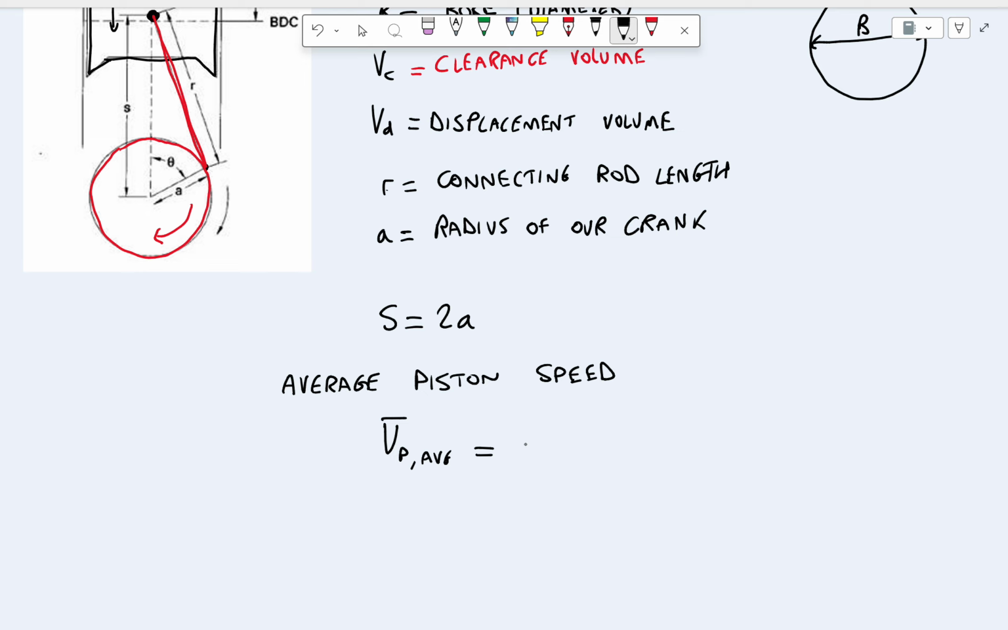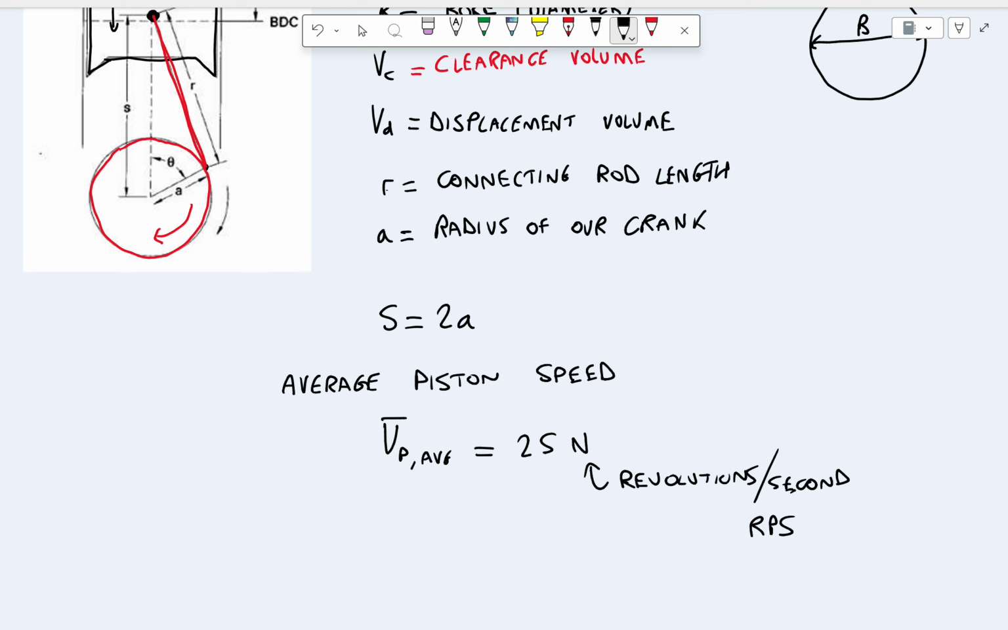And that UP average is equal to 2 times S times capital N, where capital N is the revolutions per second, or RPS, of our crank. So if our crank is moving at 2000 RPS or 18 RPS or 50 RPS, then we can use that to find the average piston speed. So we're just converting the speed from a rotational motion to a linear motion.